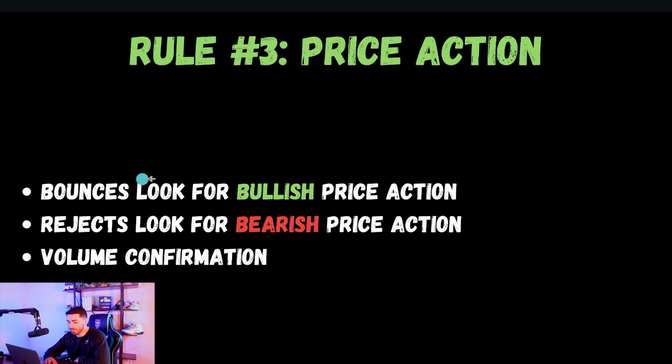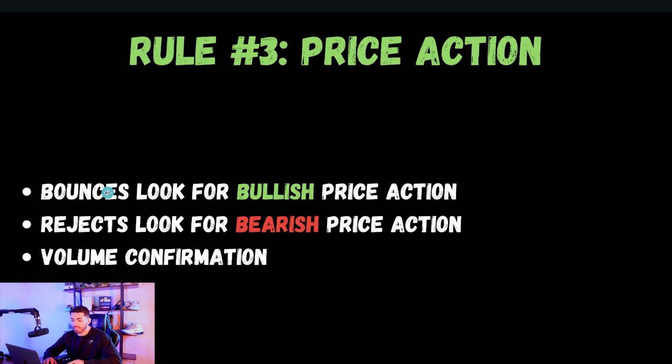So when price is coming down to a bounce, what you want to look for is bullish price action. Say price comes down into the 50% retracement and you start getting long lower wicks, bullish hammers, bullish engulfings, dragonfly dojis. That all lets you know that that fib level is important. And then if you're looking for a reject, you want to be looking for bearish price action, long upper wicks, bearish hammers, bearish engulfings, gravestone dojis, just overall bearish price action.